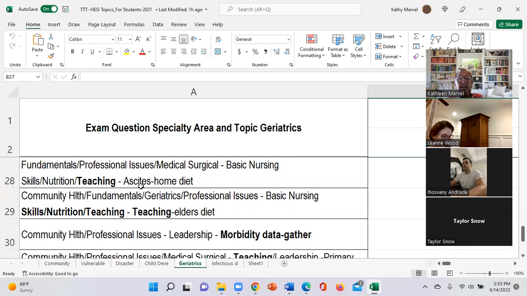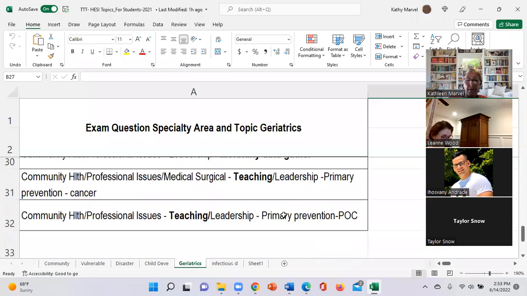Teaching an ascites diet, right? If somebody has ascites, you're obviously teaching them about a modified home diet. I'd be familiar with what kind of home diet you would be teaching clients with ascites. Anybody know? Is that like the small frequent meals, or is that more the types of food? Both. Okay, so you need to go back and research that.